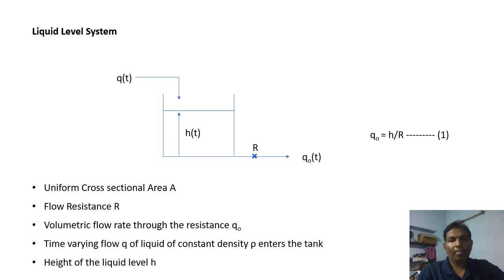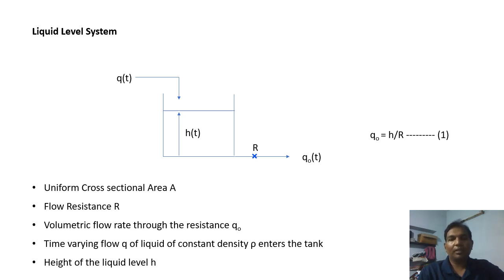We have a time varying flow of liquid of constant density rho, and let the height of the tank be H. H is also a function of time. So we have a resistance R which is connected to the outlet flow rate. The resistance can be a valve or a wire.